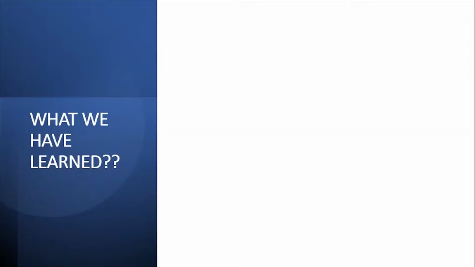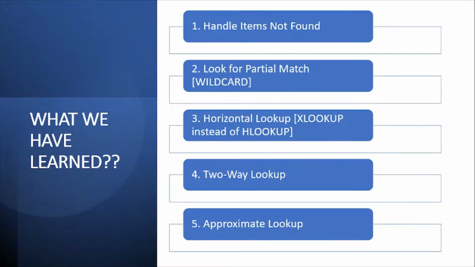Let us summarize what we have learned today. We have learned 5 different use cases of XLOOKUP. First is how to handle not found cases, second how to use wildcard for partial match, third how to use XLOOKUP for horizontal lookup in place of HLOOKUP. Fourth, how we have used two-way lookup, and fifth is how we have used it for range for approximate lookup.